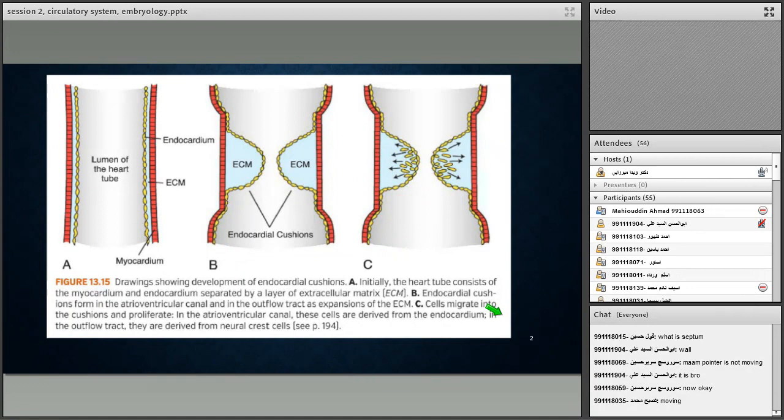Here, as we have seen, we can see the proliferation and migration of the cells in the ECM, or extracellular matrix, which are forming the endocardial cushions, and they are dividing the lumen into two parts.